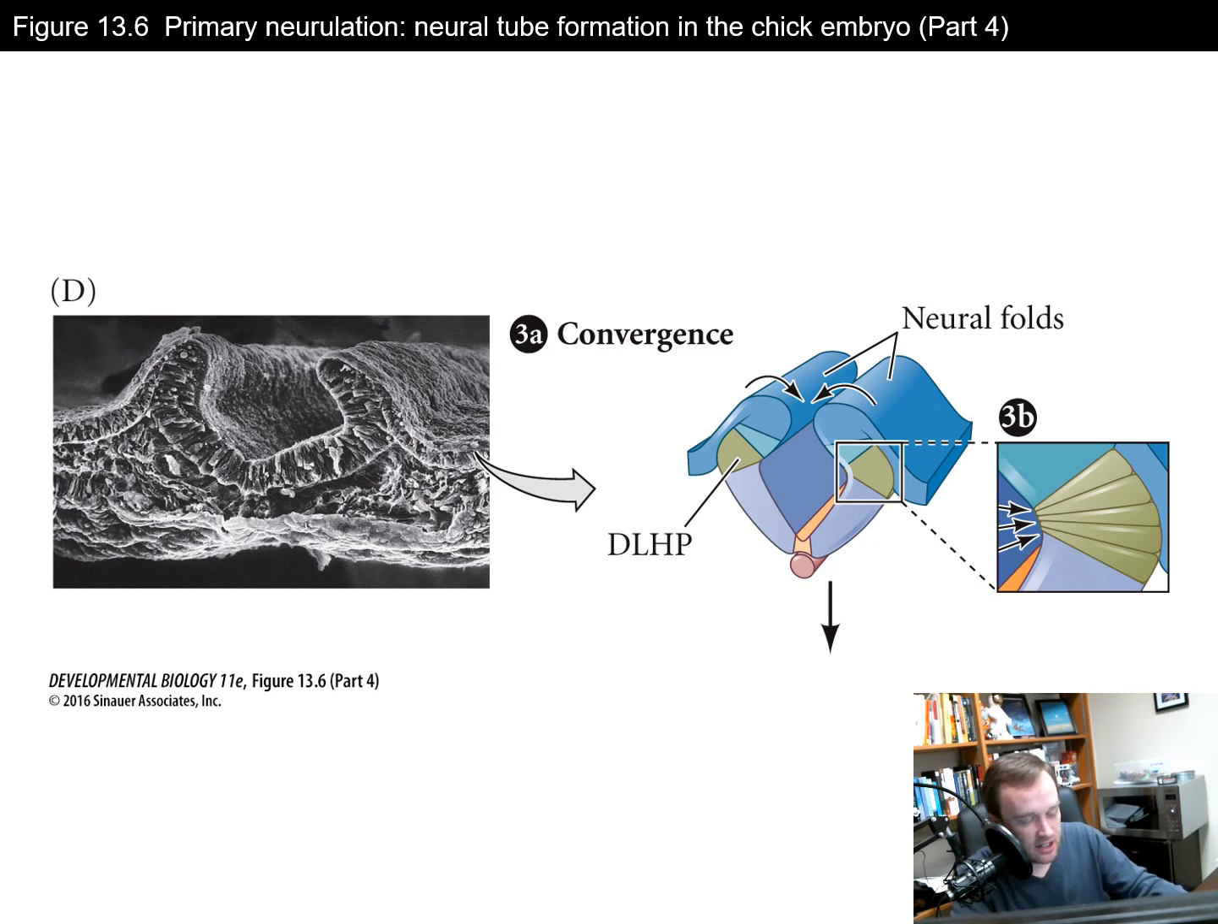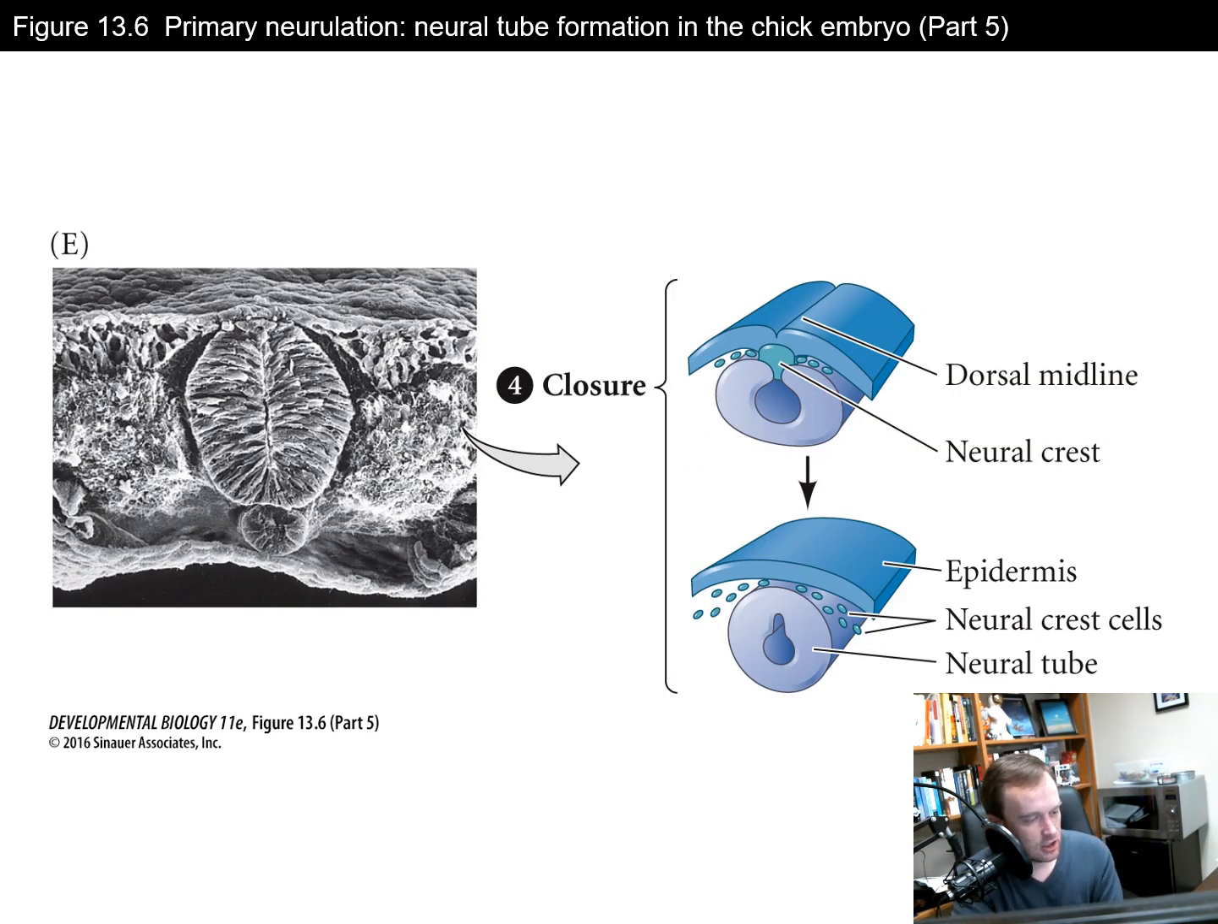So in stage 3, convergence, we have the formation of another hinge point. This is the dorsolateral hinge point, and these cells start to form this wedge shape, and that brings the 2 neural folds even closer together. So we have another hinge point that is able to further squeeze around and allow this formation. And the last step here is closure, stage 4. At this point, the neural folds are brought together at the top here and adhere to one another.